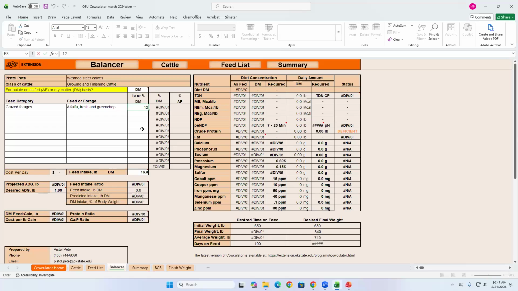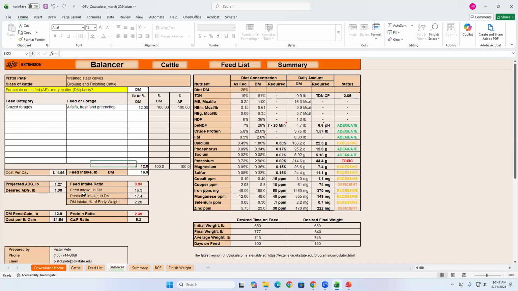You kind of have to have a starting value. So this is the predicted intake. If we fed this animal that we specified under here on this tab alfalfa, then they are expected to eat 17.4 pounds per day. So what I like to do is, this is the sum of all these columns, okay? I like to make sure that this cell and this cell all line up.